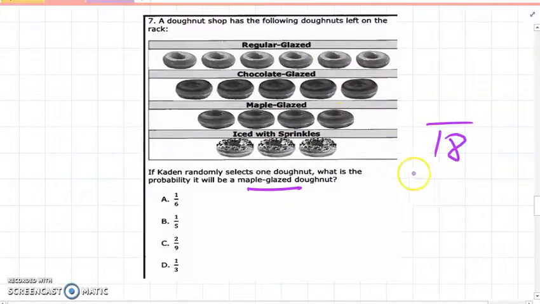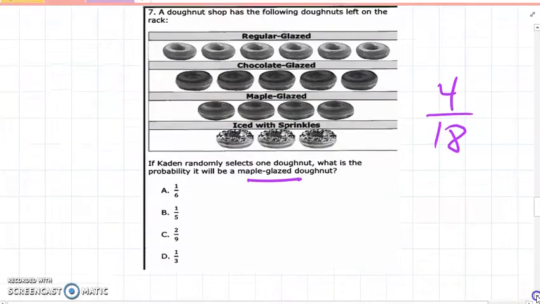18 total. Okay. So how many of those are maple glaze? There's 1, 2, 3, 4 maple glaze. All you gotta do is simplify the fraction.